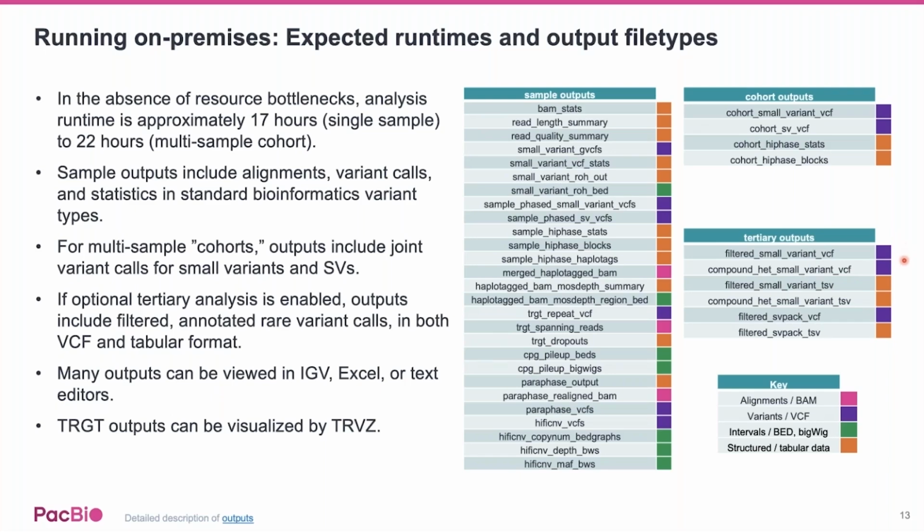Alignments, variant calls, and genomic interval files like bed files can be viewed in IGV, and structured or tabular data can be viewed in Excel or text editors. Some tools, like TRGT, have their own special tools for visualization, like TRVZ. Refer to those repositories for those tools to learn more. A detailed description of all file types that are output by the workflow is available in the pipeline documentation, linked at the bottom of the slide.